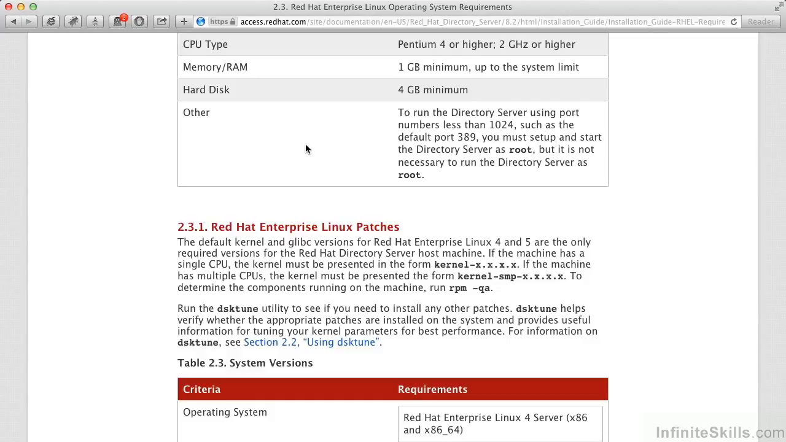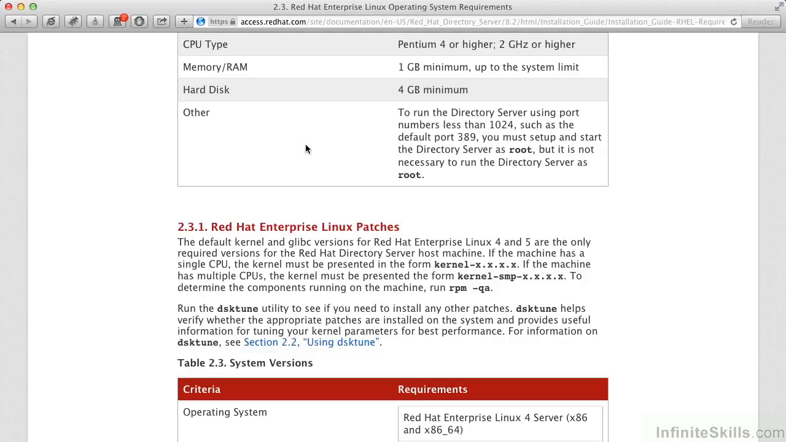For a CPU type, we're looking for Pentium 4 or higher. Certainly more common processors that you're going to see in any system in the last small number of years. We're looking at Core Duos, or we're looking at Intel i5s or i7s. Certainly much more capable processors than the Pentium 4. Minimum is going to be 2 gigahertz or higher, so we've certainly got speeds that are much higher than 2 gigahertz in processors in the last few years. So it shouldn't be very difficult to meet the minimum CPU requirements that we've got for Red Hat Enterprise Linux.